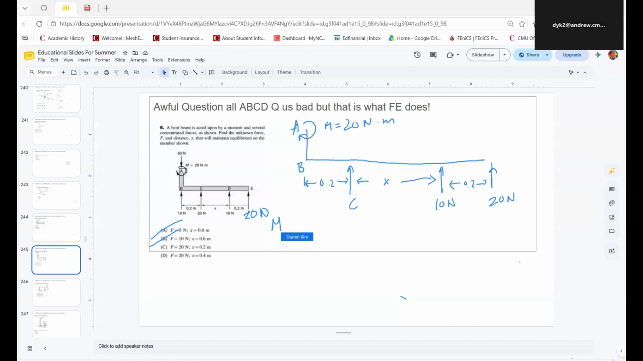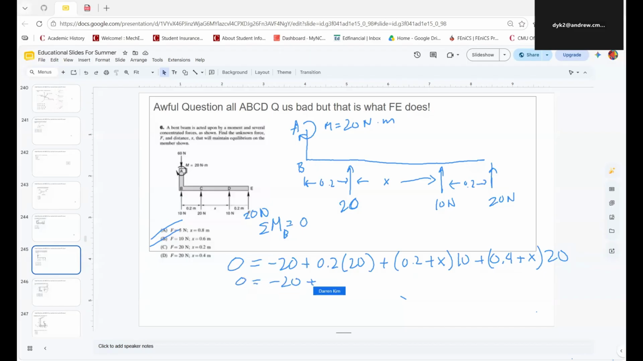So we can do the summation of moments equal to 0 at A or B, it doesn't matter. Again, we need to look at this, and we have to do minus 20 first, plus 0.2 times 20 newtons, plus 0.2 plus X times 10, plus 0.4 plus X times 20. With that said, I can make this equal to 0. So 0 equals negative 20 plus 0.2 times 20, plus 0.2 times 10, plus x times 10, plus 0.4 times 20, sorry, plus 20x. So this turns into 30x.